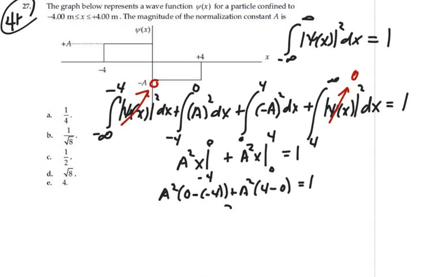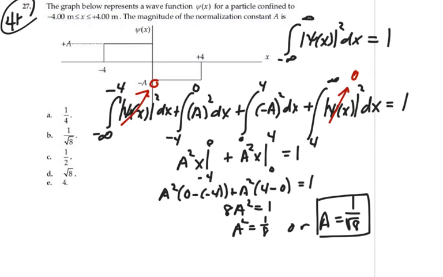So we have 8A squared equals 1, or A squared is equal to 1/8, or A is equal to 1 over the square root of 8. And it could be plus or minus, but we're just looking for the magnitude, and we have it plus in one range and minus in another. So just for the magnitude of A, it's going to be 1 over the square root of 8, and that's our answer.